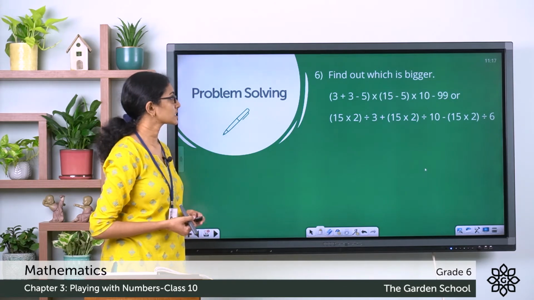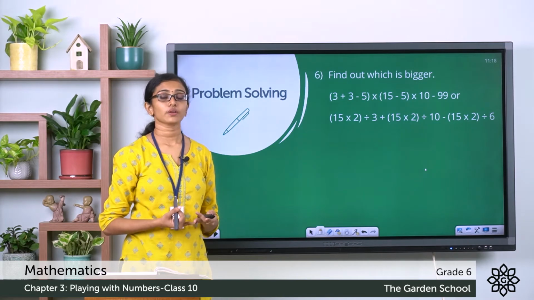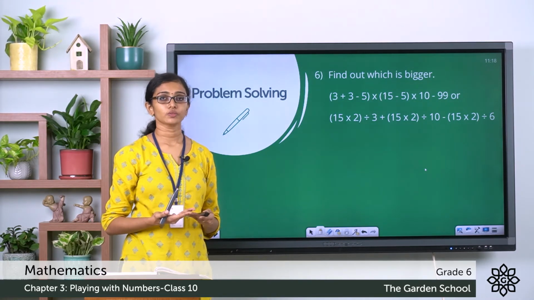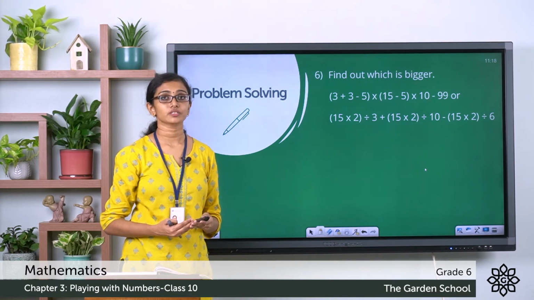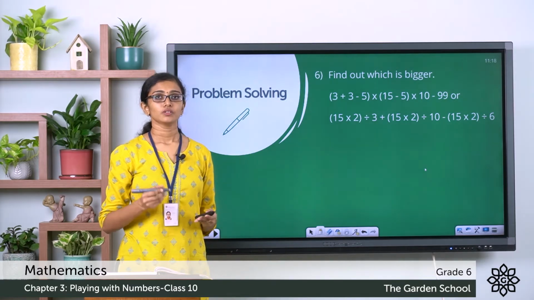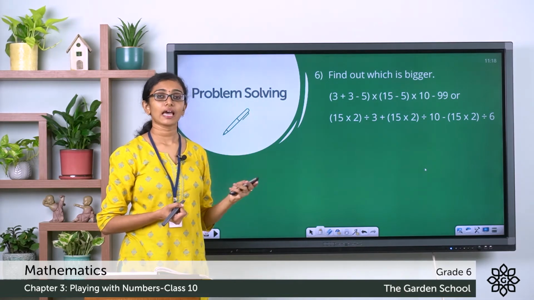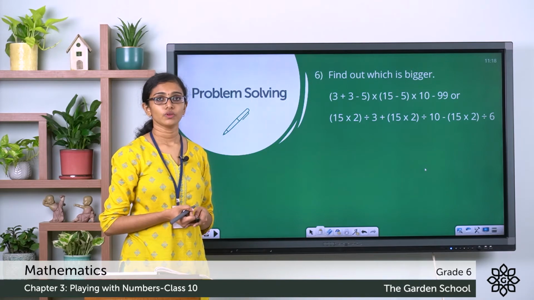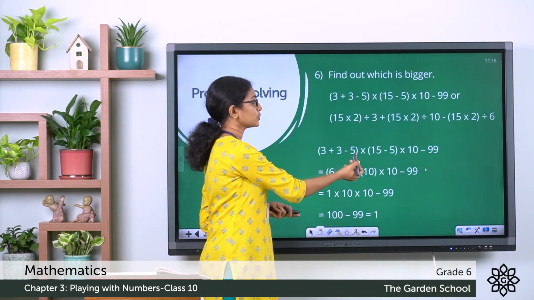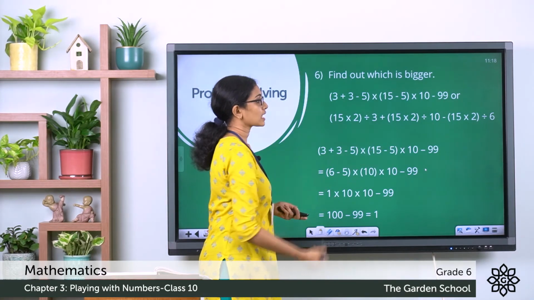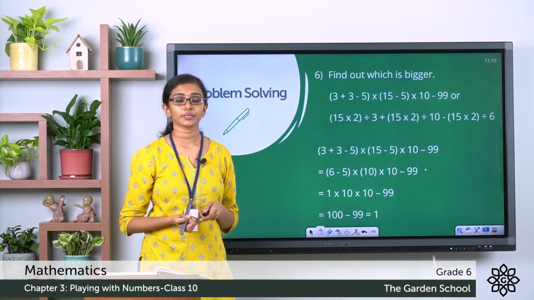Question number 6. It says find out which is bigger. So we learned the odd mass and also the broad mass, which tells you the order that you need to follow while performing different mathematical operations within the same mathematical statement. So by applying these rules, let's evaluate these two mathematical statements and find out which is bigger in value. The first mathematical statement given here is 3 plus 3 minus 5 into 15 minus 5 into 10 minus 99. So we know that whatever is given within the brackets has to be evaluated first.